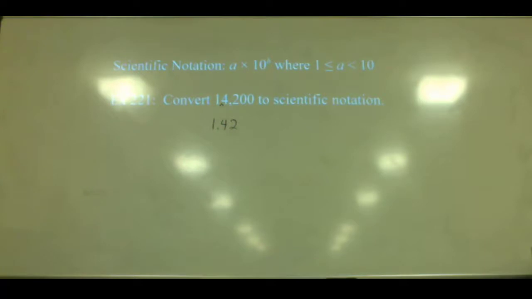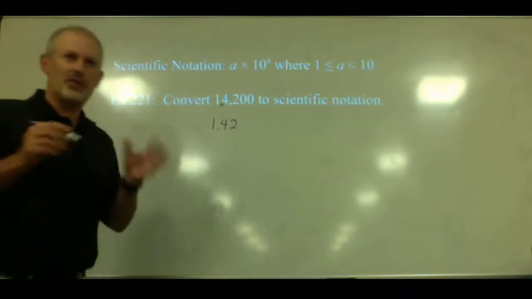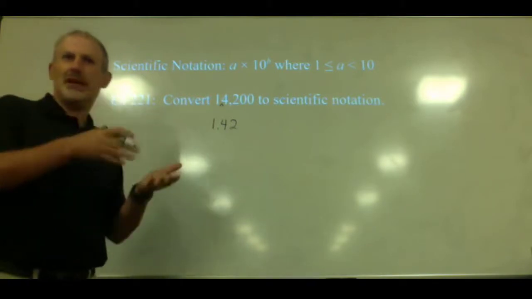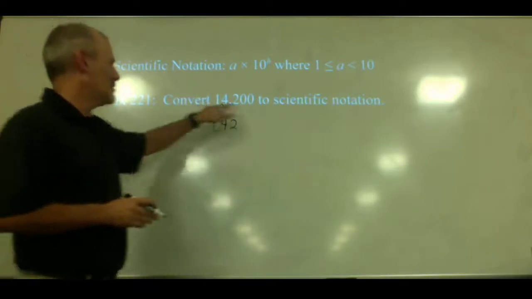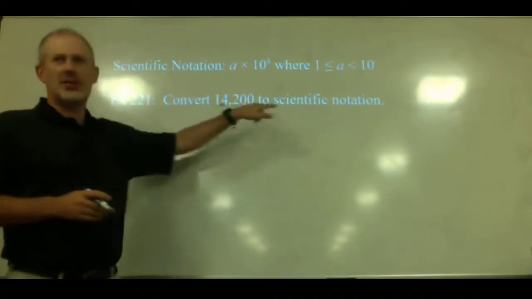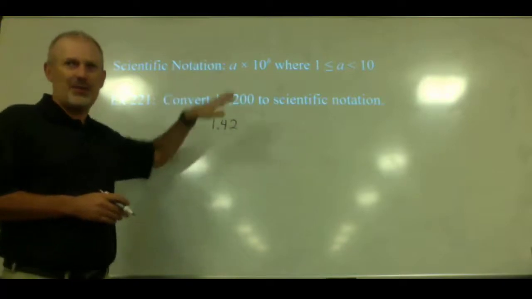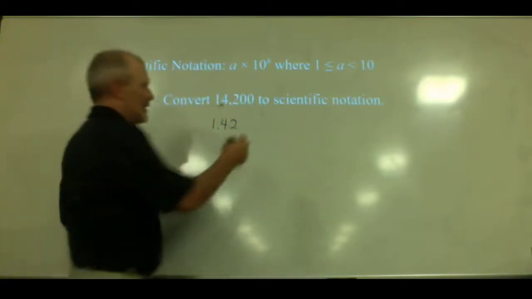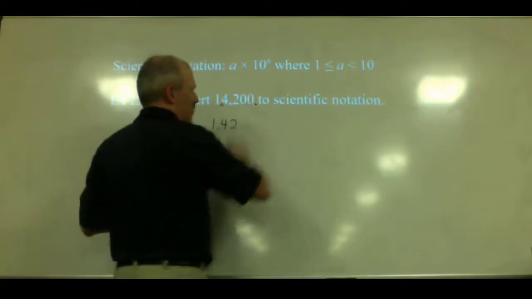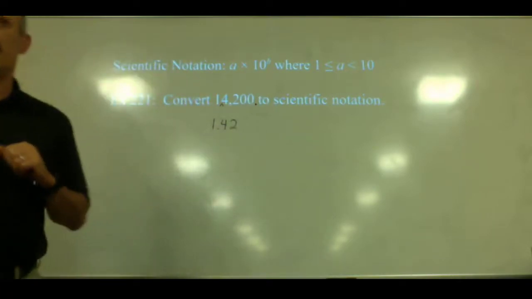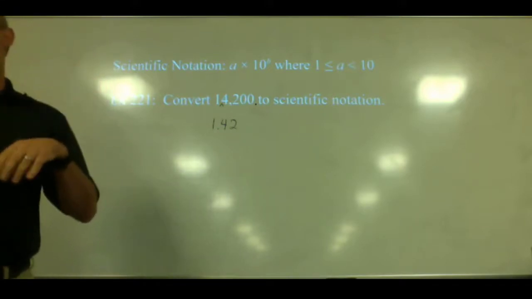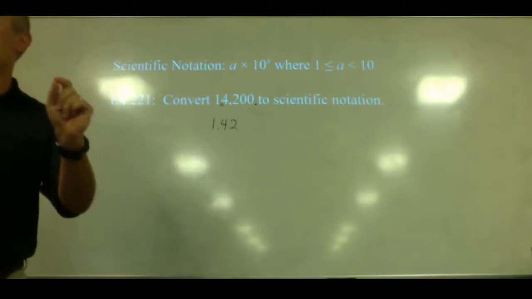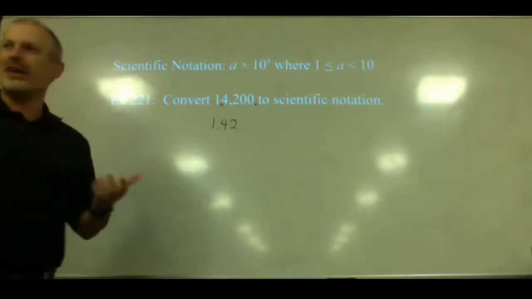So we write down our 1.42, and I should mention one other thing. We have to know where the decimal point is to begin. Do you know where the decimal point is in 14,200, even though it's not written? It's actually at the very end. If there's no decimal point written, it's automatically at the very end. So when you say 15, the decimal point is after the 5. Or when you say 326, the decimal point is after the 6. We just don't usually write it unless we have to.